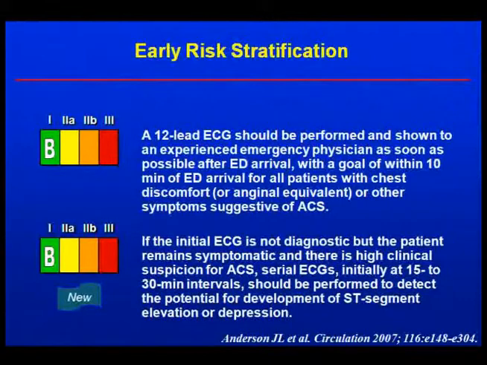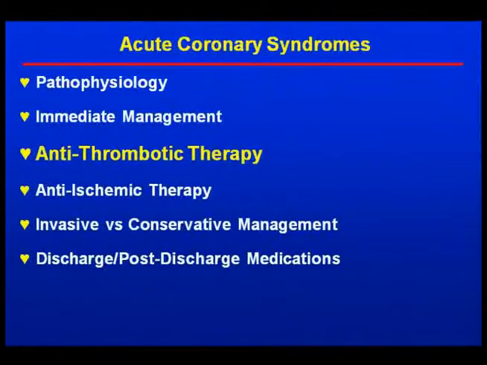Risk stratification begins with the electrocardiogram in the emergency department with a goal of getting that ECG obtained and interpreted within 10 minutes of arrival. It's important to repeat the ECG if the initial ECG is not diagnostic and the patient remains symptomatic and there's a high suspicion of an acute coronary syndrome. And it's recommended that it should be repeated within 15 to 30 minutes. Because if you wait too long, you might miss a patient with an acute MI.